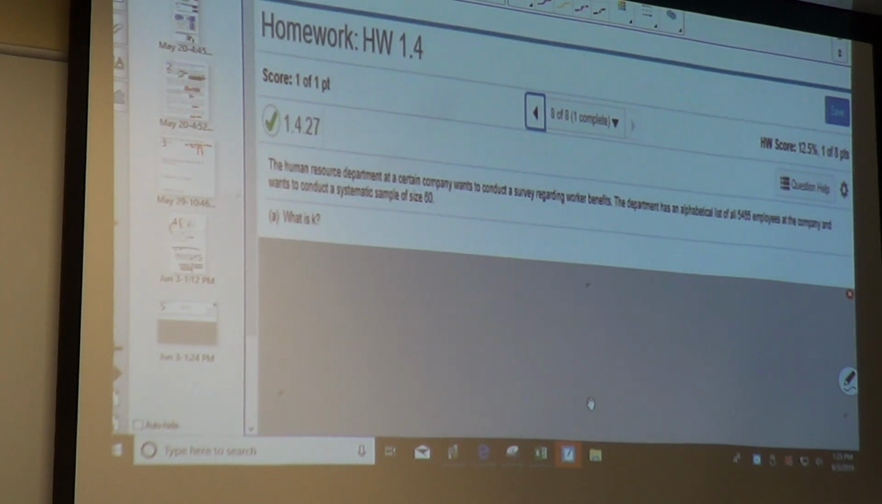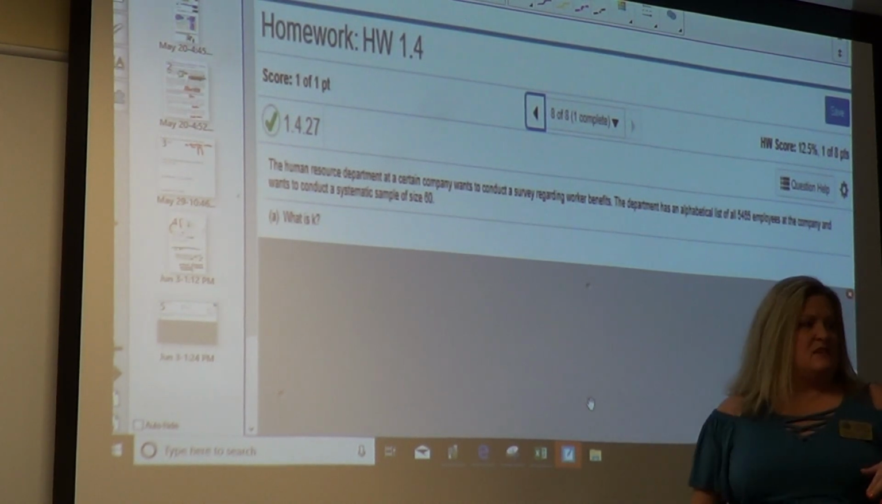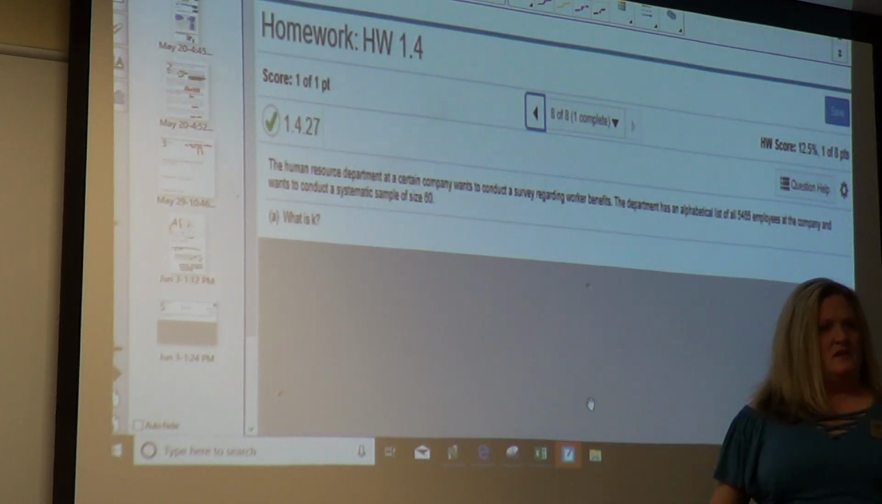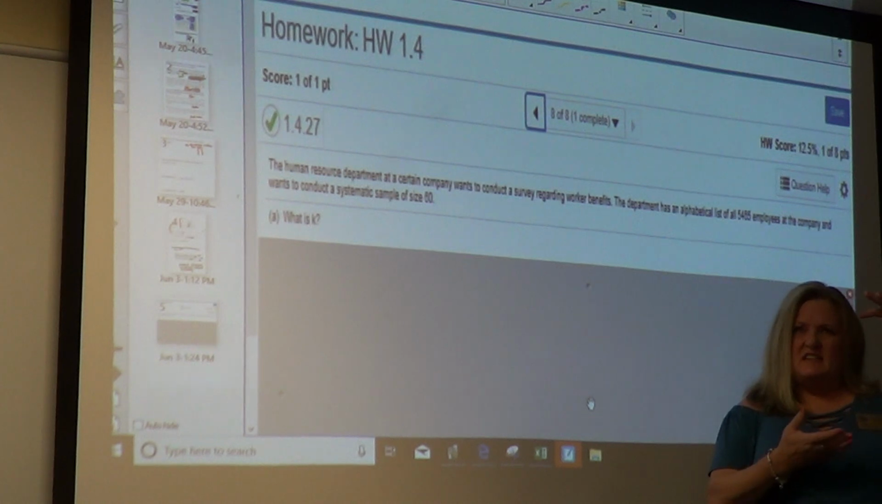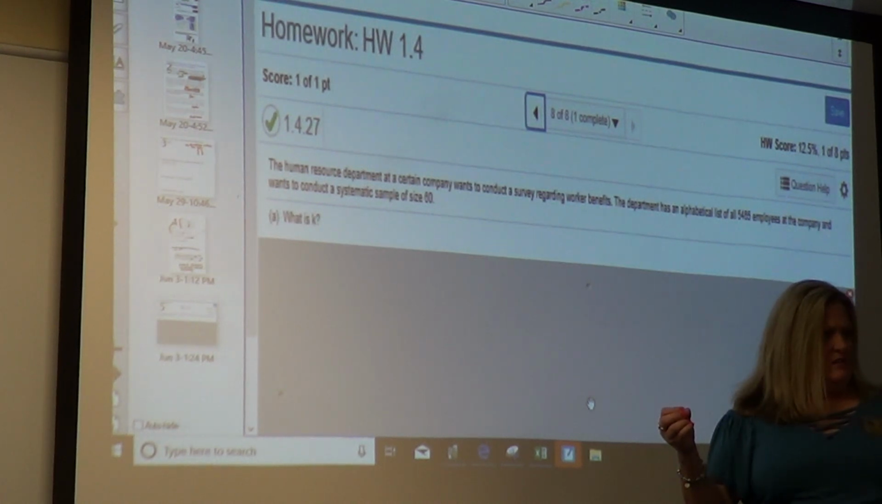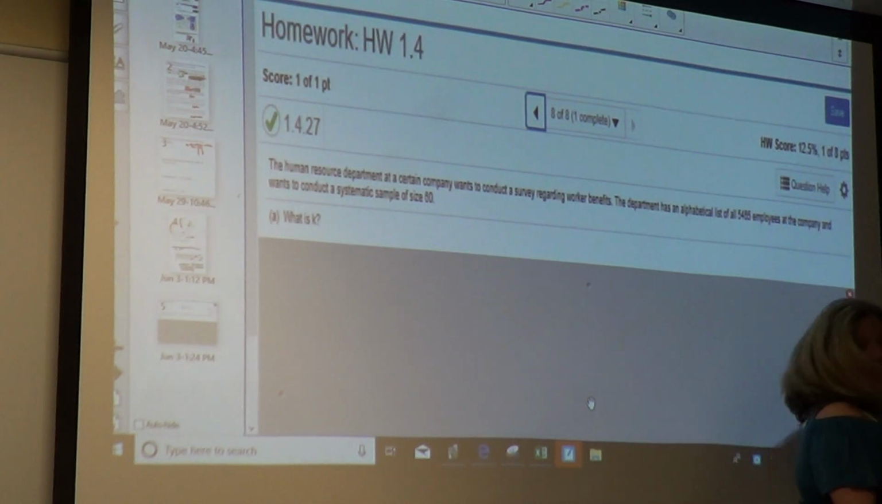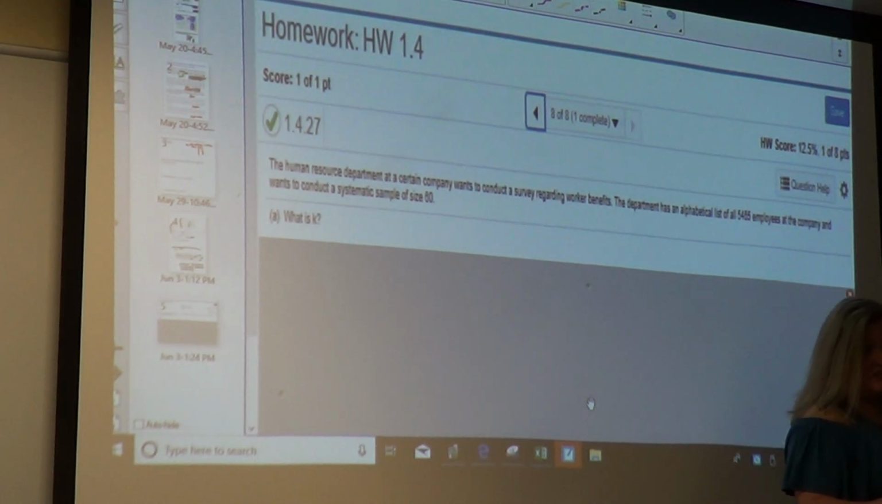Okay. The Human Resource Department at a certain company wants to conduct a survey regarding worker benefits. The department has an alphabetical list of 5,465 employees at the company and wants to conduct a systematic sample of size 60. What is K? Ms. Cooper never talked about K. On your test, did I say solve for K? No, I just said tell me the two types of these things. That's all you got to know for your test.